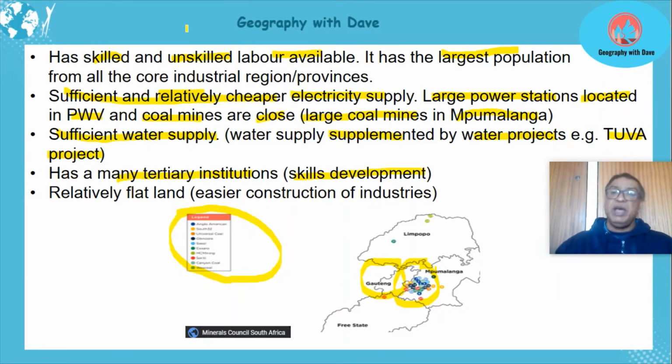There are issues where the population is growing and there's not much space, which needs to improve, but there are a lot of institutions. Relatively flat land is easier for the construction of industries and movement of goods. I said relatively flat. Not every area is flat in Gauteng. So if you come to Gauteng and you see a hilly area, don't say Mr. Dave was wrong. There are areas that are hilly. But when you're answering, go with the main factors first, like raw materials.